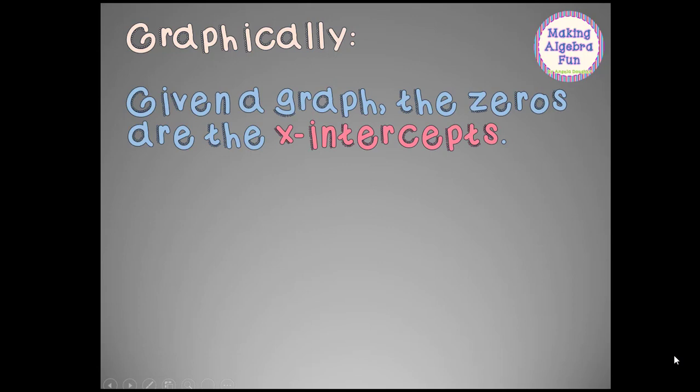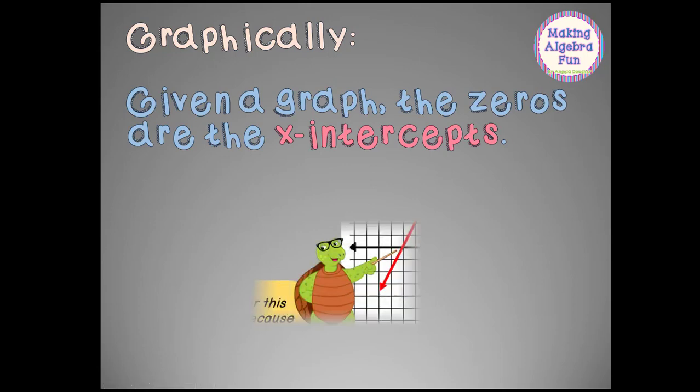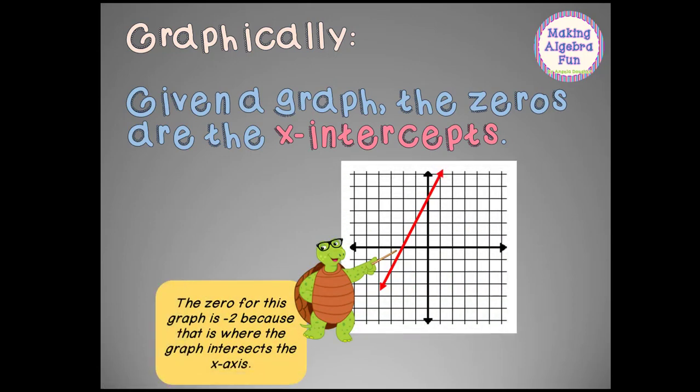So given a graph, the zeros of the function are the x-intercepts. Here's an example. We've got a graph here, we've got a continuous function, so a straight line. And you can see that this line hits the x-axis, here's the x-axis, right here at -2. So that makes the zero for this function -2 because it's where it intersects the x-axis.